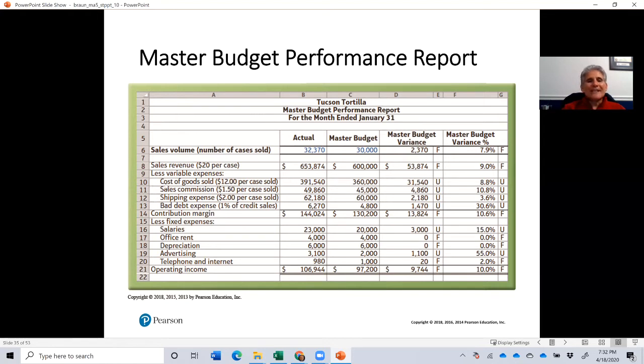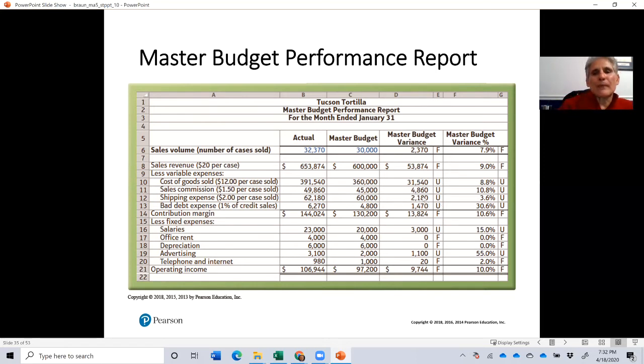If we go to the next item, let's just pick one of these variable costs, the shipping expense. It's $2 per case. $2 per case times 30,000 gives us $60,000. So that was our master budget. Now the amount that we actually spent was $62,180. So our expenses were higher than expected, and that's going to give us an unfavorable variance of $2,180.